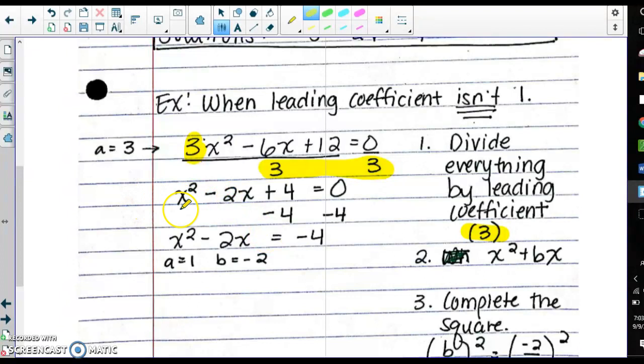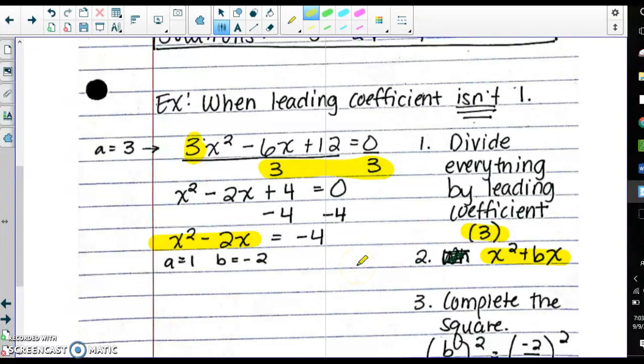So now I have x squared minus 2x plus 4 equals 0. Okay, and then from there, you want to go back to the original steps. So we're going to subtract 4 from both sides because we want to get it in the form x squared plus bx. Okay, so now I have x squared minus 2x equals negative 4.